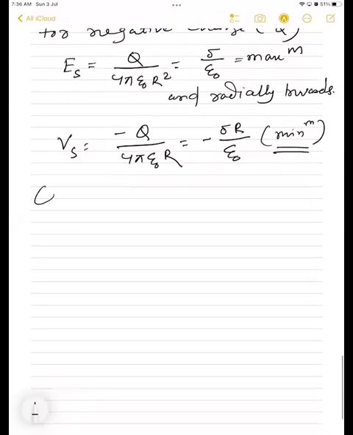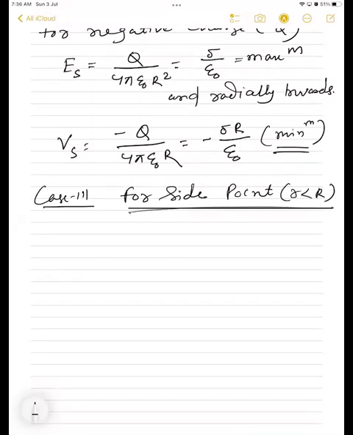Next, case 3, that means for an inside point, right? For an inside point, let us assume the net electric field inside is 0, since the induced charges on the surface cancel out. So if you draw a Gaussian sphere at any point inside the cell, the enclosed charge is zero, since all the charge is distributed on the surface, right? So E inside is equal to 0.